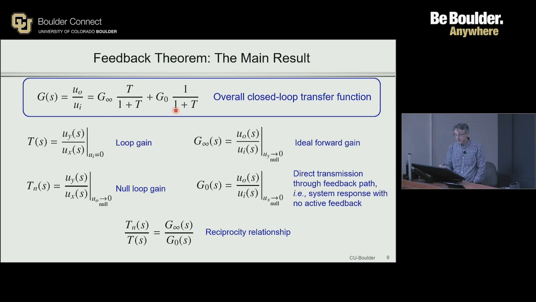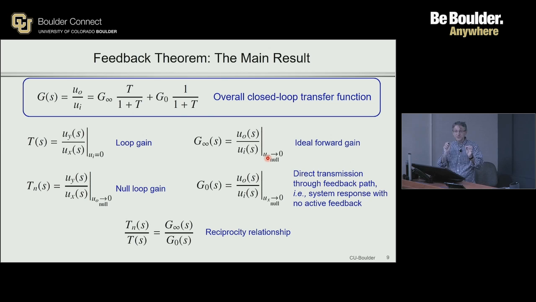What are the other elements in this expression right here? A particularly important element, and the one that's very easy to give an intuitive interpretation to, is called G infinity. So let's look at the G infinity term right here. G infinity of S is defined again as output over input, but not when the input signal is equal to 0, but instead when the Uy signal is 0. And you will be careful to notice this symbol right here. It's called the null symbol. We are basically saying this is output over input when the Uy signal is nulled.